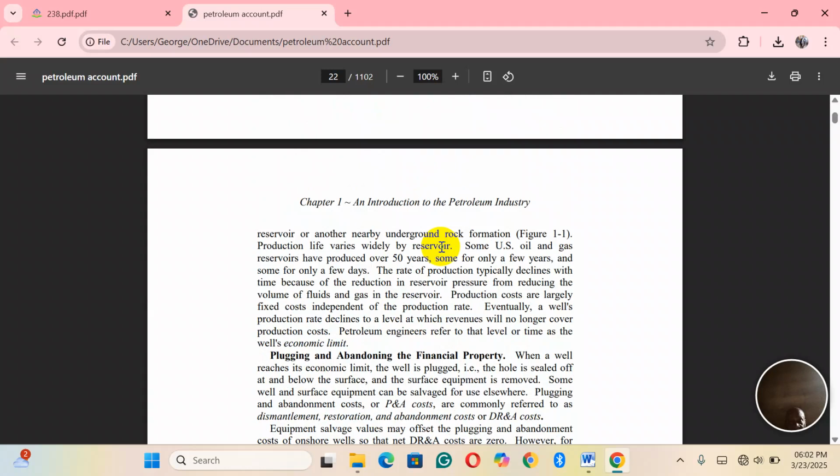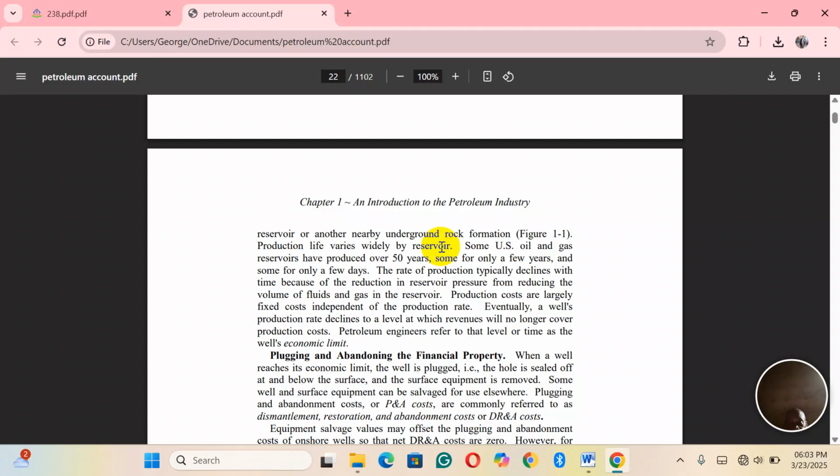And so petroleum life varies widely by reservoir. Some US oil and gas reservoirs have produced over 50 years, some for only a few years, and some for only a few days. The rate of production typically declines with time because of the reduction in reservoir pressure from reducing the volume of fluid and gas in the reservoir.